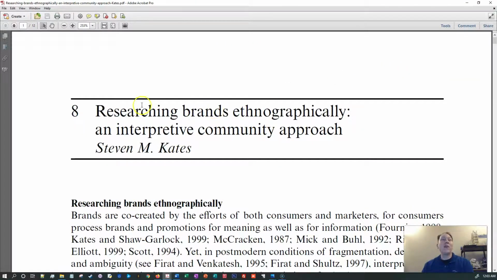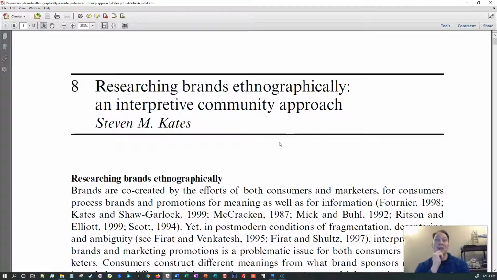Moving on, we have researching brands ethnographically, an interpretive community approach. So, one of the things that we have to think about in the internet era is how brands take on a life of their own when they are turned over to internet communities. You just look at the news and constantly see brands becoming memes, or being used for community purposes that are completely different from the intended purpose of the brand. Different ways that people think about them and talk about them. They take on lives of their own once they're turned over to communities.